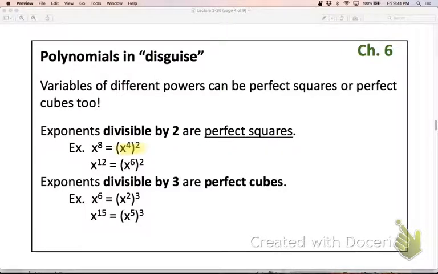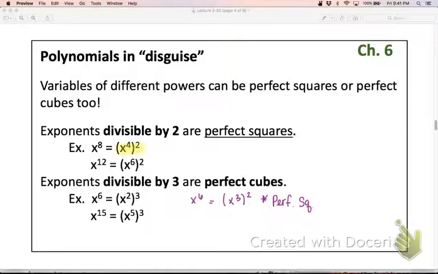Now, x to the 6th could also be written as a perfect square if we wanted to. It just depends on what we need. So x to the 6th is also the same as saying x to the 3rd squared, and in this case, we'd be looking at a perfect square. It just depends on what we need and what we're trying to factor. So there are going to be some numbers that are both divisible by 2 and by 3, and you just have to think about the situation and what it is that you're working on.